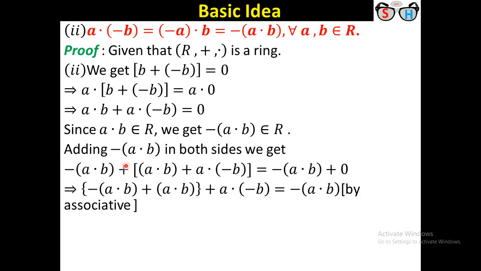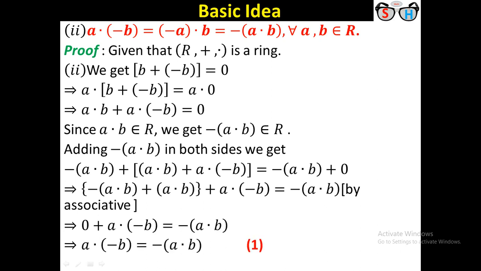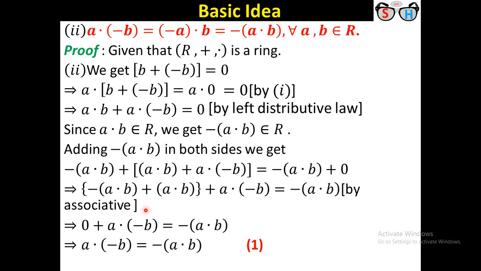Here you see that −(a·b) + a·b, I write together, and a·(−b) later, and this is 0, therefore 0 + a·(−b) equals −(a·b). Hence a·(−b) = −(a·b). This is (1). Actually this was a·0 = 0 by (1), and here I used the distributive property, the left distributive law. So this is (1), that is a·(−b) = −(a·b).